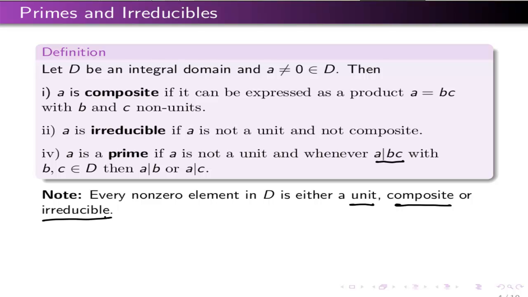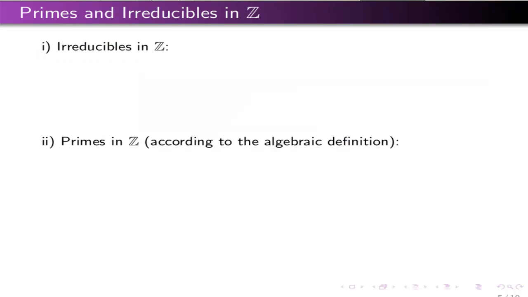Now, what's the relationship between primes and irreducibles? Well, let's first of all look at some examples. So in the ordinary integers, the irreducibles are just the ordinary primes. These are the objects that cannot be expressed as a product of two non-units. But in the algebraic sense, we can throw in the negative primes as well.